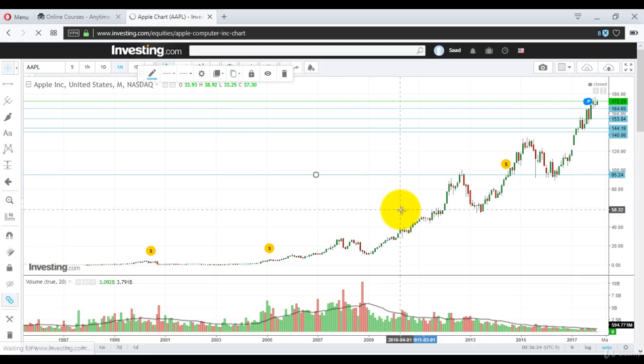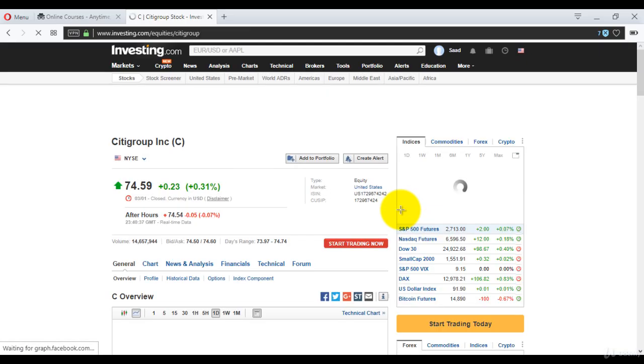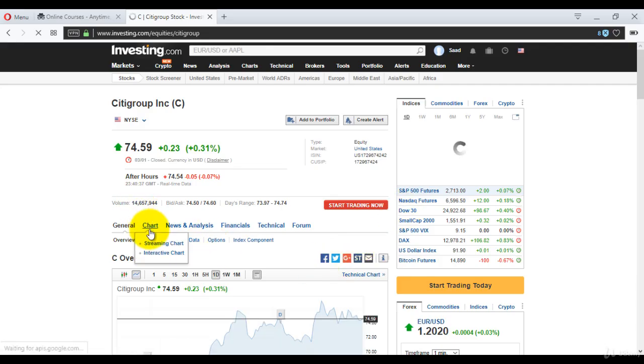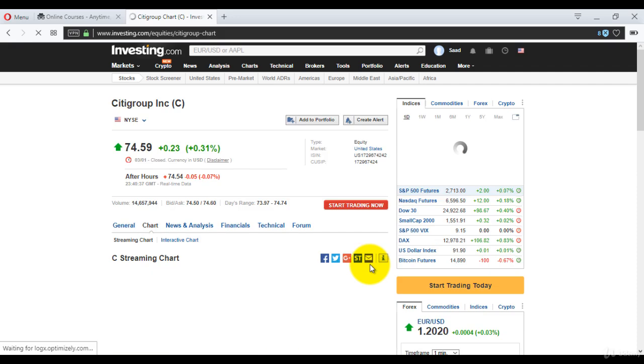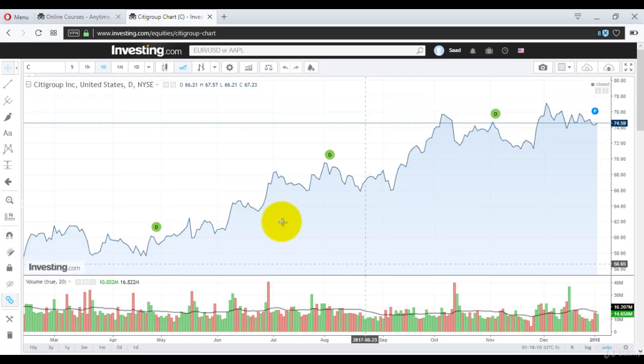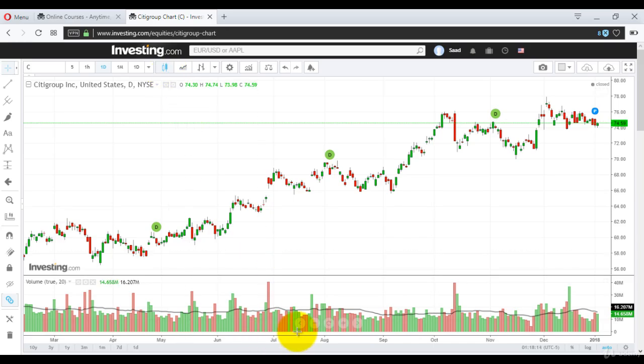Citigroup, it's loading. Wait a minute. So my basic point is support and resistance really works. They are a powerhouse. Now on Citigroup, the same thing will repeat.